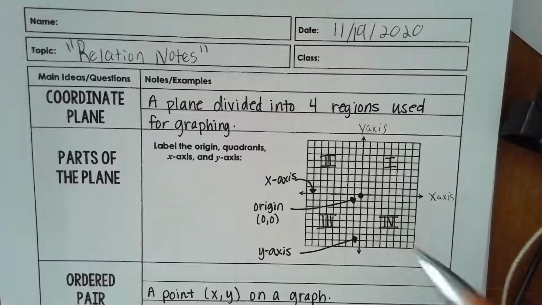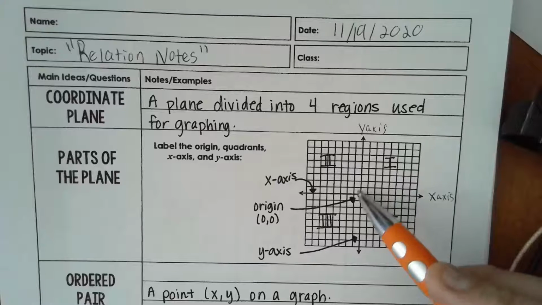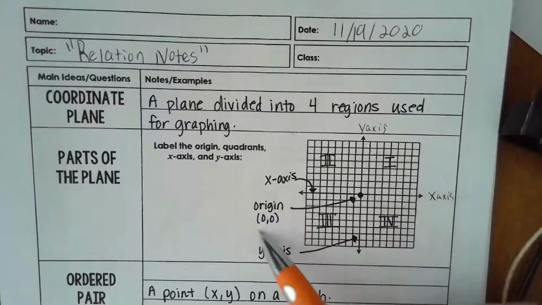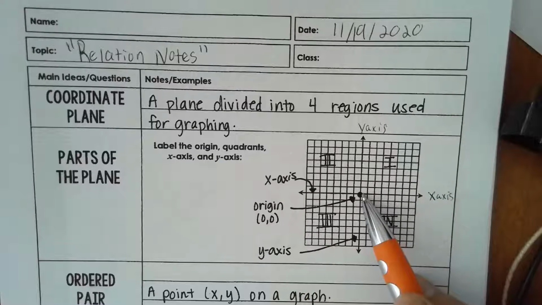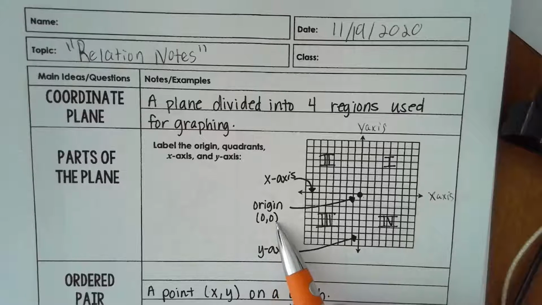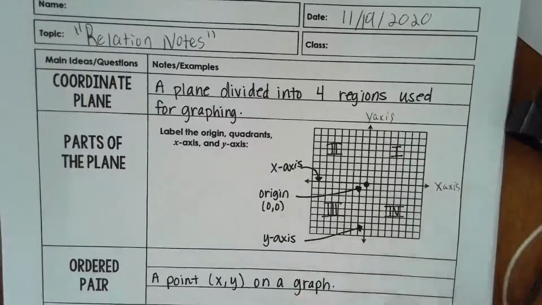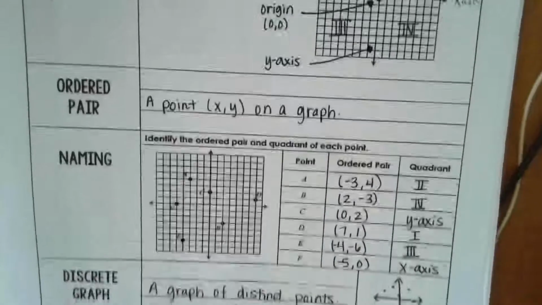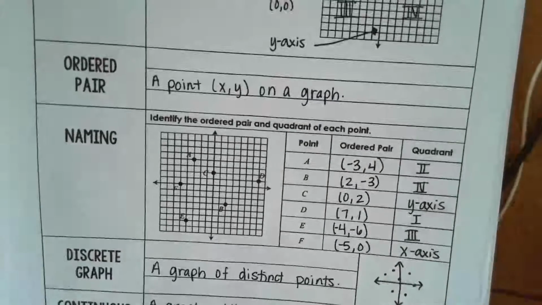Now the very center of the graph, there's also a box. This is your origin. The origin, that point in the very middle, and its coordinates are 0, 0. X value is 0, y value is 0. It's in the very center. So that's just some review and some basics there of some vocab.